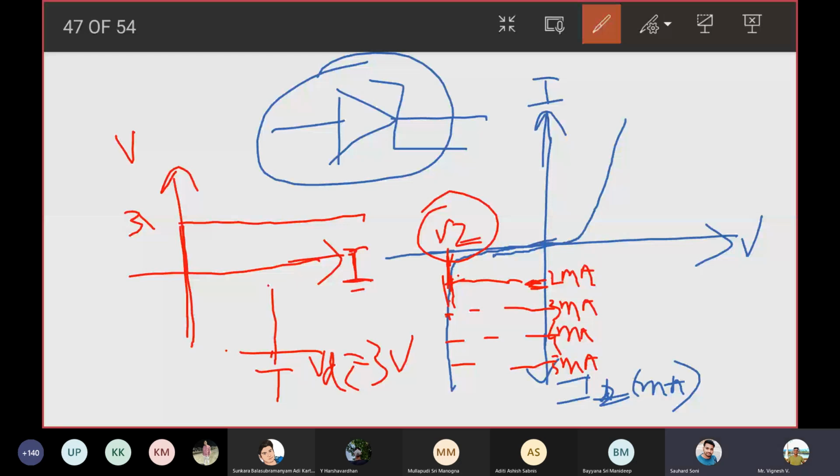Yes, sir. In the same way, you can exploit the Zener diode as a voltage regulator. Irrespective of what is the current, you're almost getting a flat voltage. I mean, you're getting almost the same voltage for higher current values also, right? So you can exploit this property of the Zener diode.